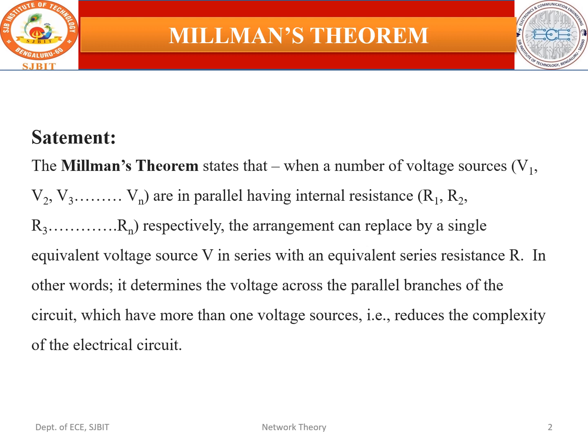connected in parallel, having the internal resistance R1, R2, R3, etc., Rn respectively, the arrangement can be replaced by a single voltage source V in series with an equivalent series resistance R. In other words, it determines the voltage across the parallel branches of the circuit which have more than one voltage source, that is, it reduces the complexity of the electrical circuit.